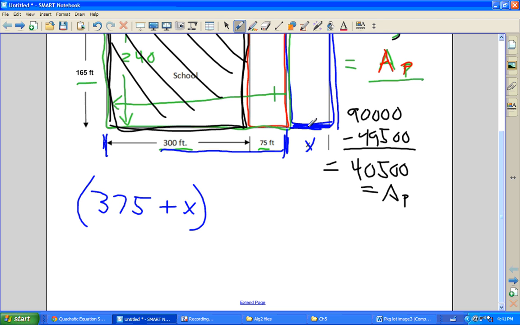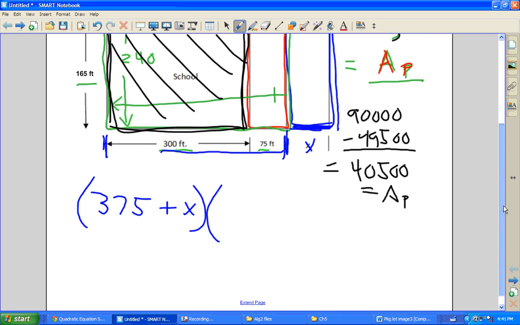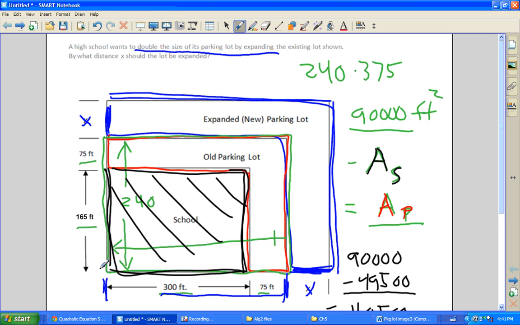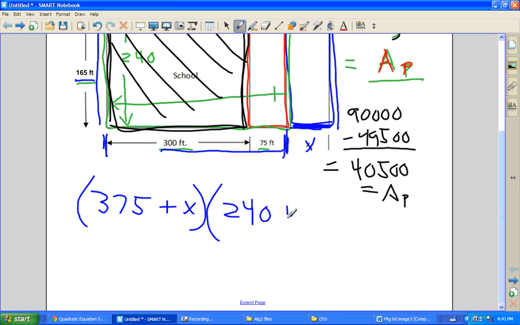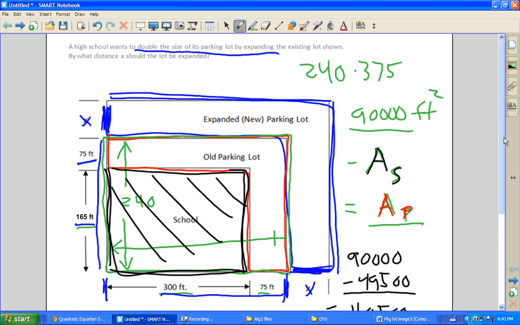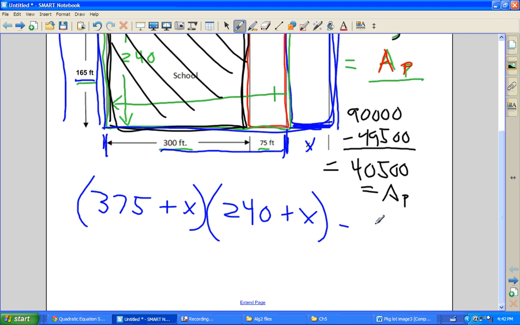By how much should I expand this parking lot? Now let's look at the height or the width, whatever you want to call it. I know from here to here is 240, it's 165 plus 75, plus x. So the height is going to be 240 plus x. And you can see right now this is shaping up to be a quadratic. So that's the area of the big, full, gigantic rectangle. That's not the area of the blue. That's the shape of the whole biggest rectangle we have there. Now all I have to do is subtract out that original rectangle, the 375 and the 240. I already figured that. That's 90,000. So the big giant rectangle minus 90,000 is the area of the blue.